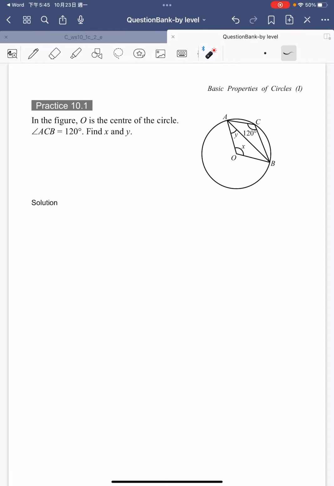So first of all, in the figure, O is the center of the circle. If the question doesn't tell you specifically that the point is a center, you can't just assume that it's a center, okay? Now we have the angle ACB. Angle ACB is here, which is 120 degrees. We need to find out the angles X and Y.